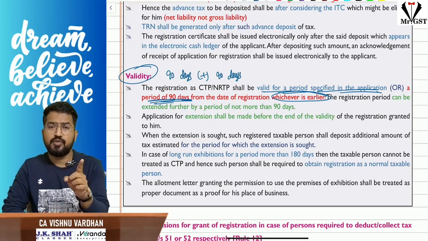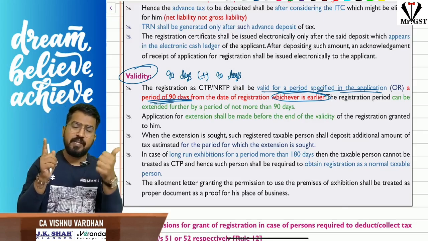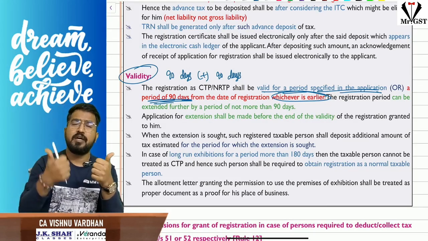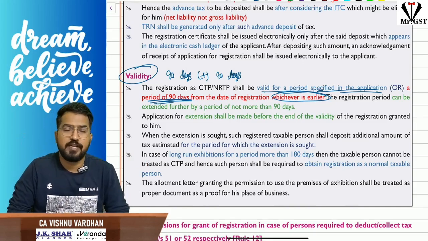You can ask 2 times. First apply for registration, and before expiry ask for extension. Applying for registration also is 90 days maximum. Asking for extension also is maximum 90 days only. 90 plus 90, that is the scenario. Okay, hope it is clear for you.